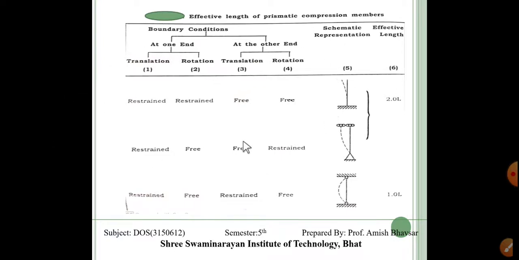This is our table that gives us the effective length of the column. Here, both ends restrained means fixed, and the other is free, then 2L. Here, one end is rotationally free, like a roller, but it is something like free, so it is 2L. Restrained at one end and free means pin at the other, then it is 1L.